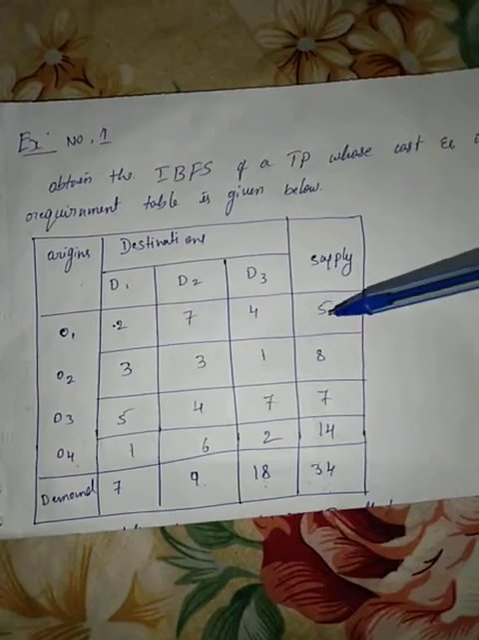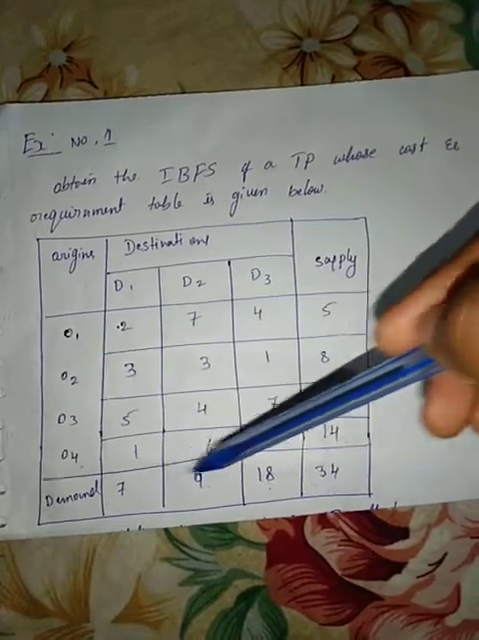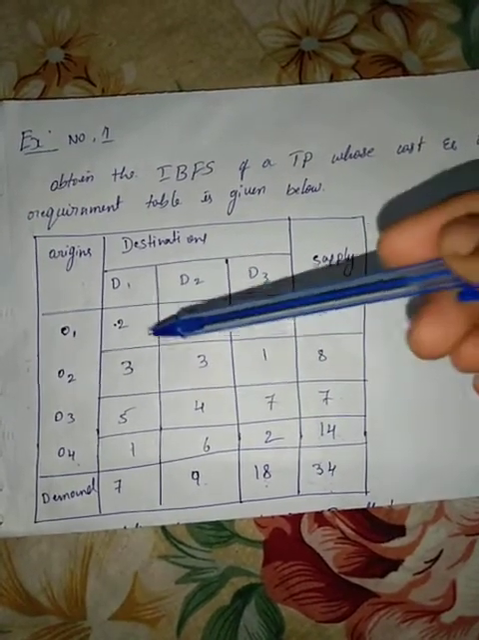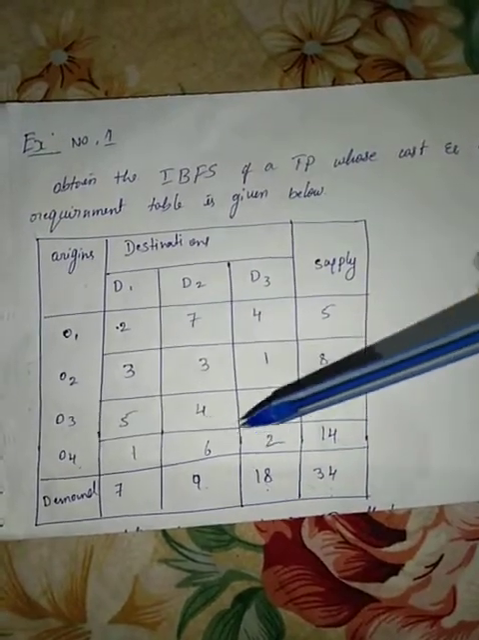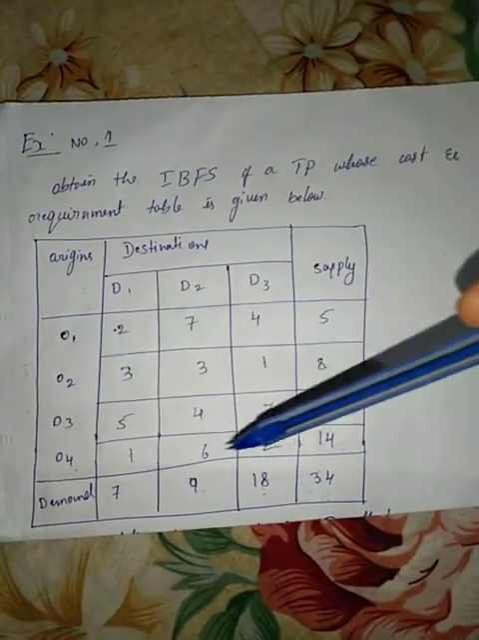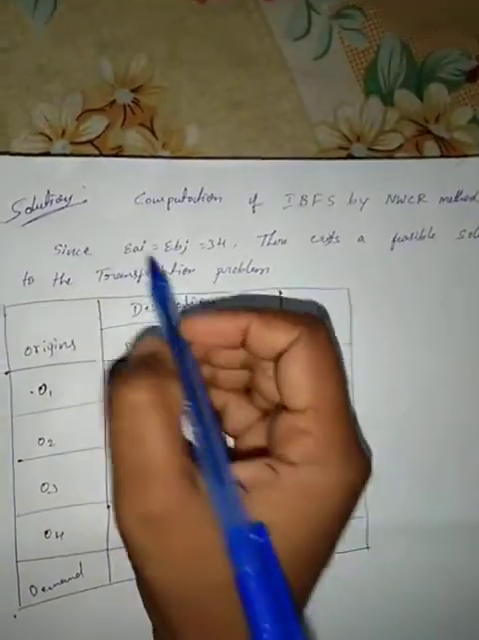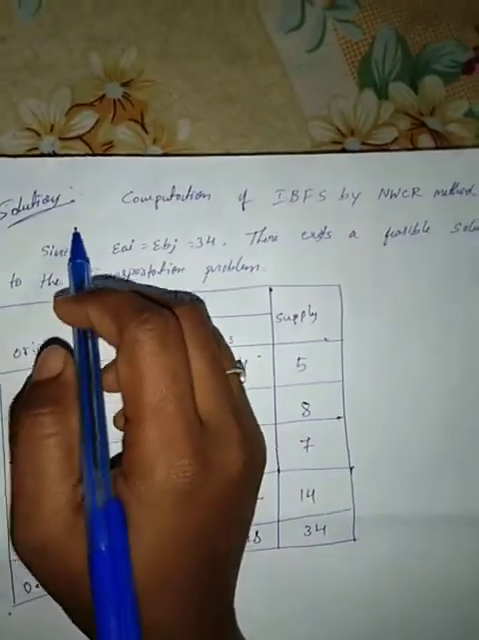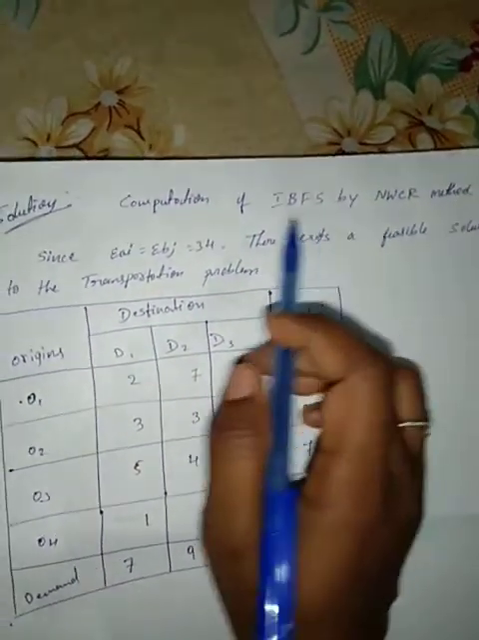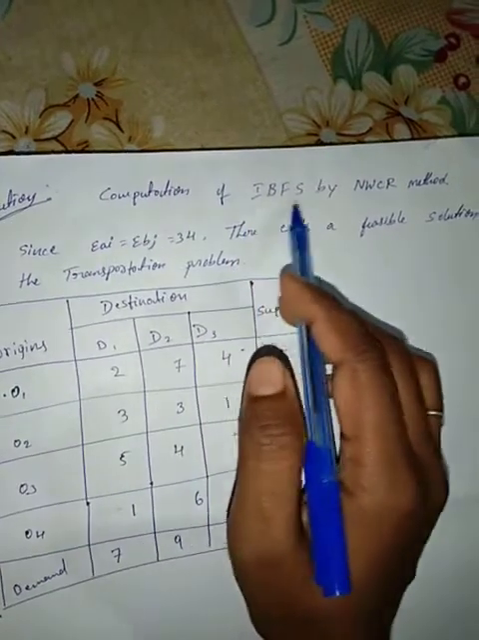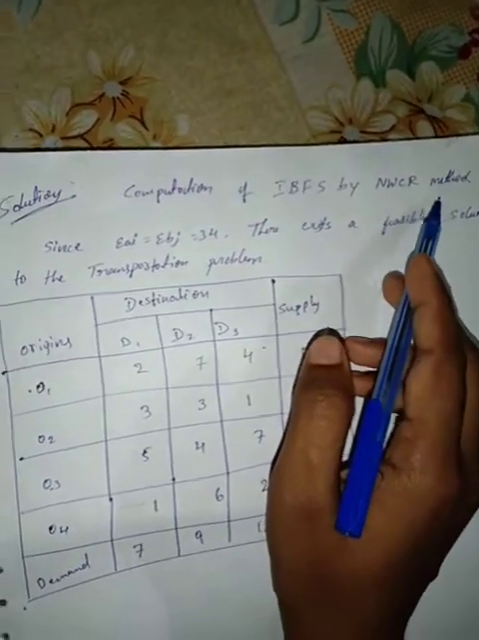These values 5, 8, 7, 14, 18, 9, 7 are called the rim values, and 2, 7, 4, 3, 3, 1, 5, 4, 7, 1, 6, 2 are called the transportation costs. Here I solve the given problem by using the NWCR method rules. First, I write the computation of the initial basic feasible solution.